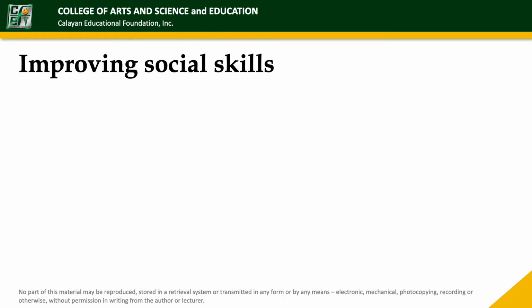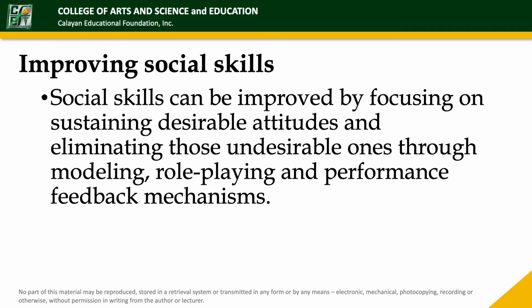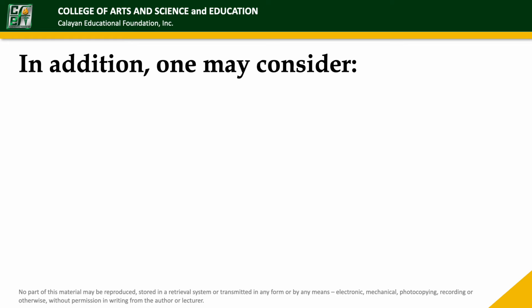So, we are done with that part. So, let us talk now about improving social skills. So, social skills can be improved by focusing on sustaining desirable attitudes and eliminating those undesirable ones through modeling, role-playing, and performance feedback mechanisms. So, in that case, you may consider the following.